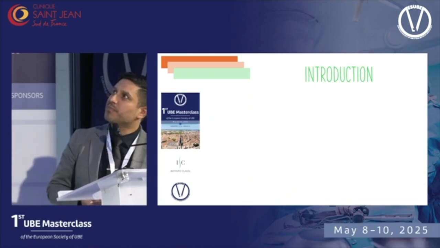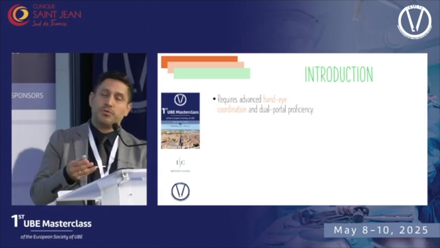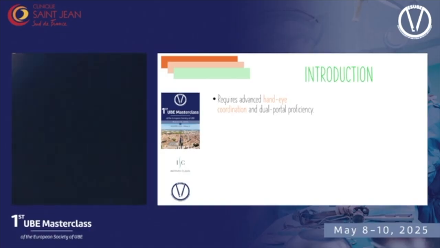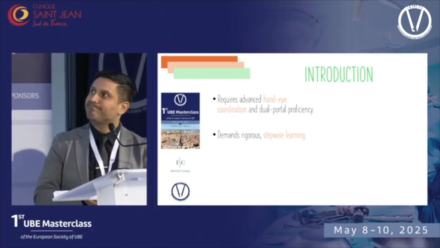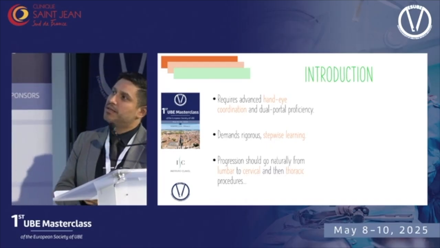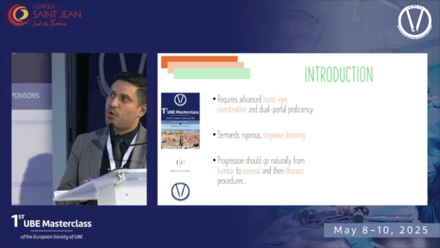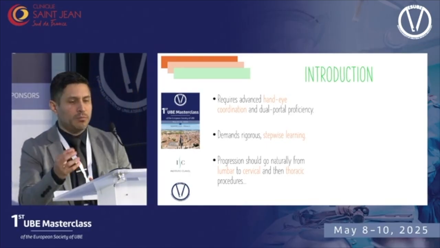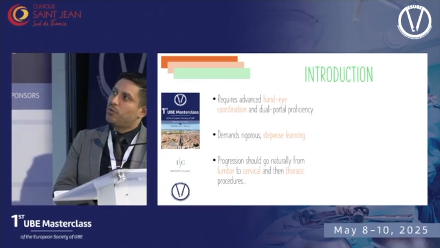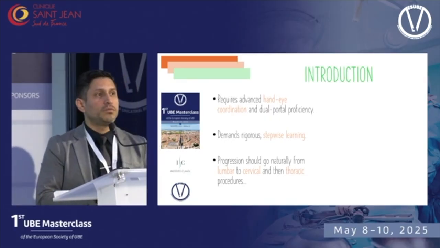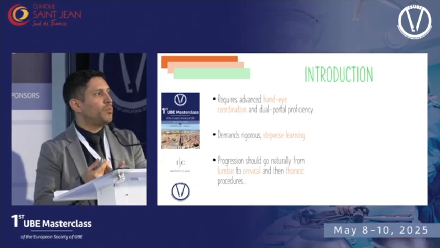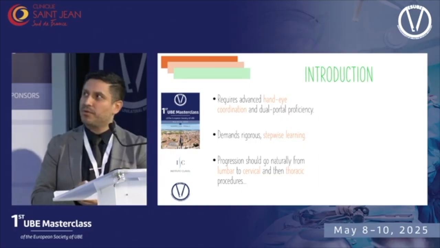Okay. So first of all, we know that this technique requires advanced hand-eye coordination and dual portal proficiency, demands rigorous stepwise learning, and the progression should go, in my opinion, and from the literature I've reviewed, naturally from lumbar to cervical and then thoracic procedures. That should be the natural way you start doing UBE, okay?